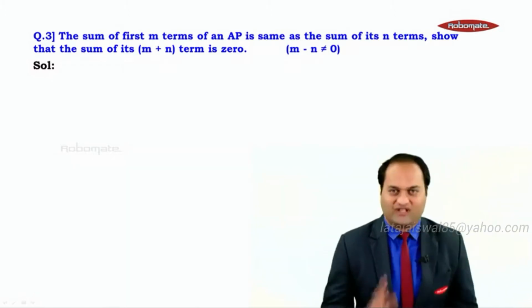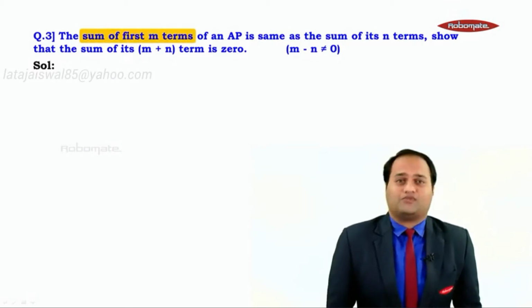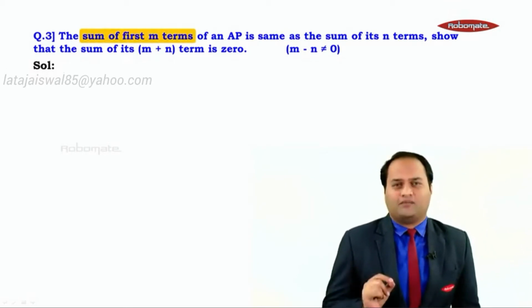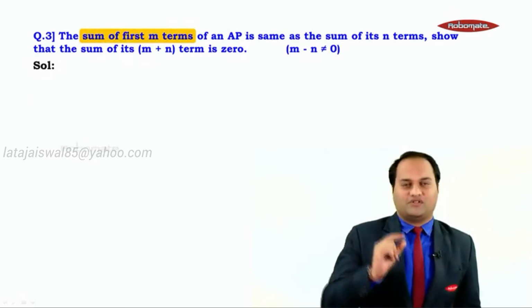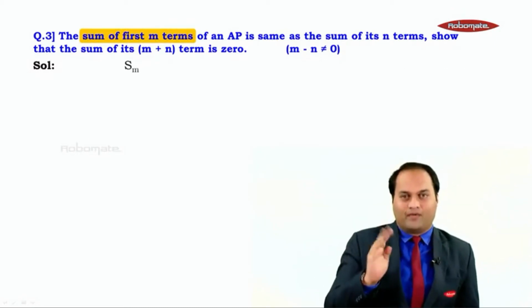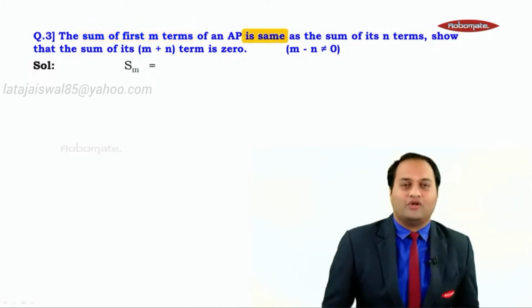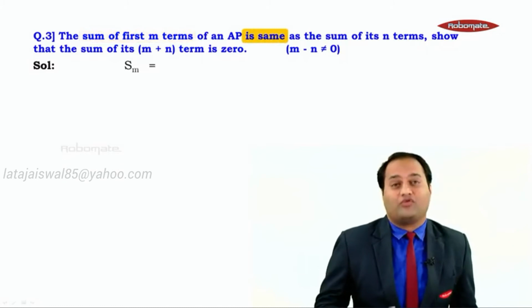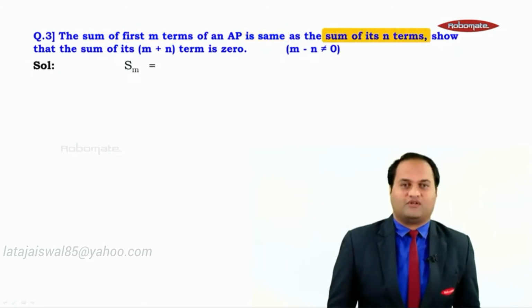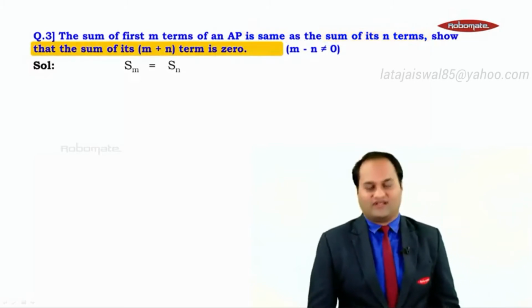First, let's see what is given. The sum of first m terms of an AP. What do you mean by sum of first m terms? Sum is S, m terms is Sm, is equal to the same as the sum of first n terms, that is Sn. So it is given that Sm is equal to Sn.